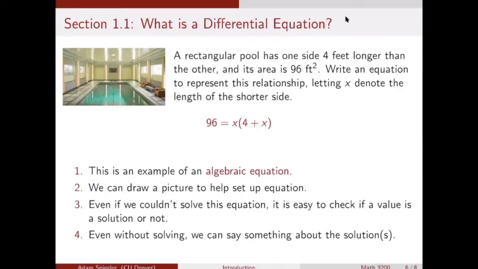Sometimes, even if we can't solve things, we still can say something about the solutions, like x is between here and here, or these sorts of things. So there will be plenty of times where we have a differential equation and we don't have the tools to find an analytic solution to it, but that doesn't mean we can't say anything about the behavior of that model.